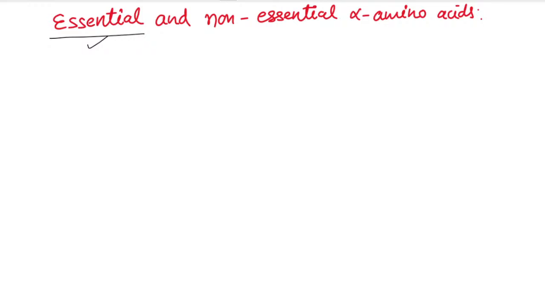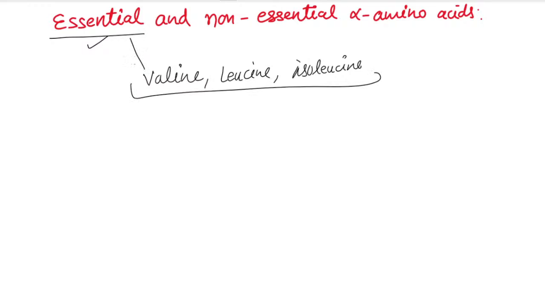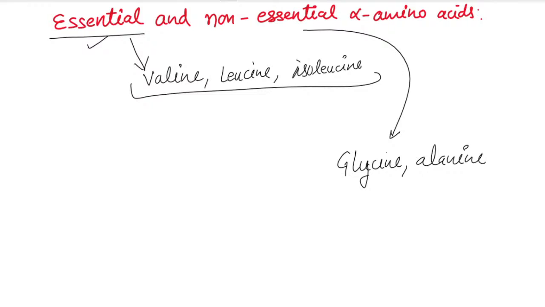So valine, leucine, and isoleucine are essential alpha amino acids. और बाकी भी एग्जाम्पल लिख सकते हैं, है ना, बट जैसे ग्लाइसिन है, एलानिन है, they are non-essential because they can be synthesized by our body. तो ये दो एग्जाम्पल याद रखना है इसके, ठीक है, कर लोगे.